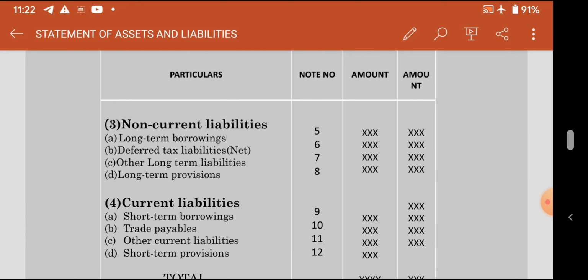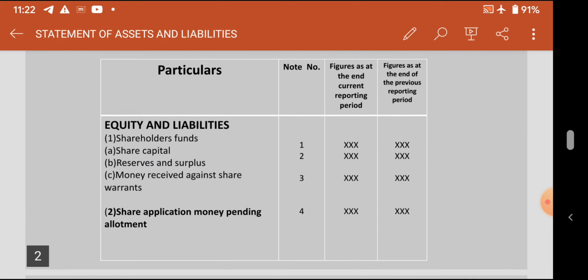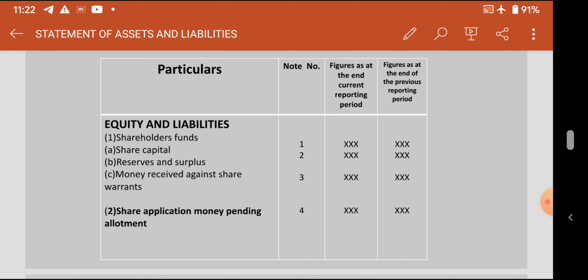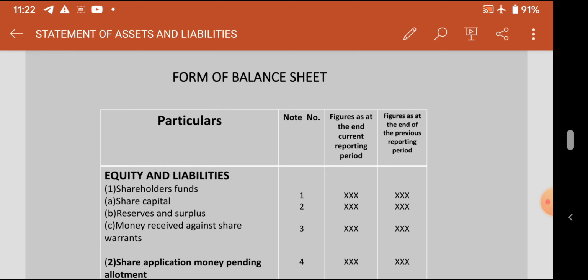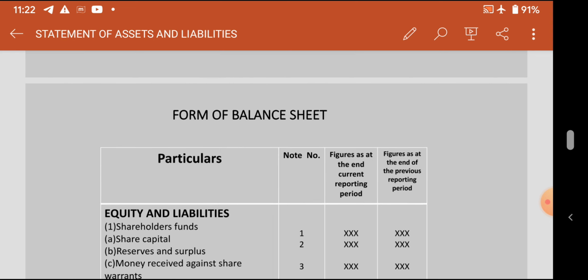This is for your reference, and for further understanding you can have a look at the PPTs and the study materials that are sent, and also you can have a look at the reference books and solve the previous year problems. I hope you got a glimpse of how the format of the assets and liabilities are prepared as per the Companies Act 2013.